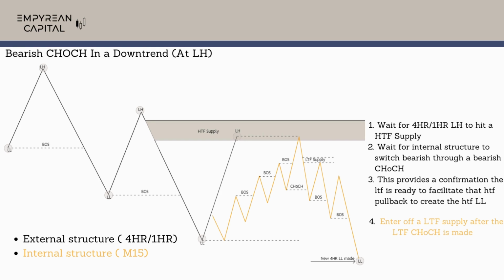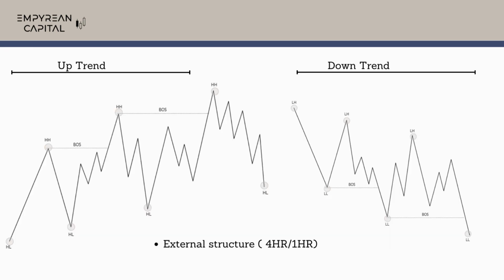So let me summarize. The bearish change of character, we want it to appear on the internal structure, which is the 15-minute, and we want it to appear either at a higher high in an uptrending market once price reaches a higher time frame supply, or at a lower high in a downtrending market once price hits a higher time frame supply, right? So let's have a look at a bullish change of character.